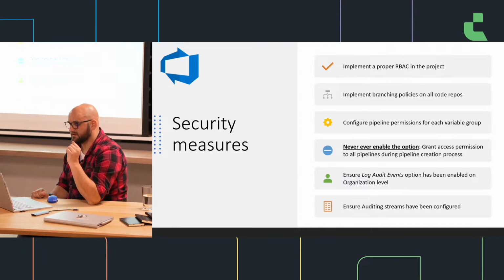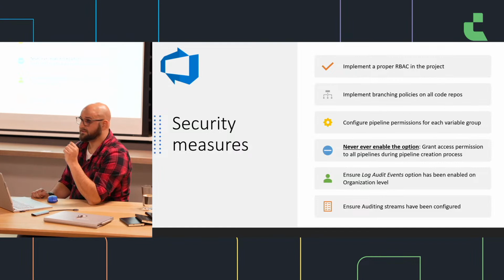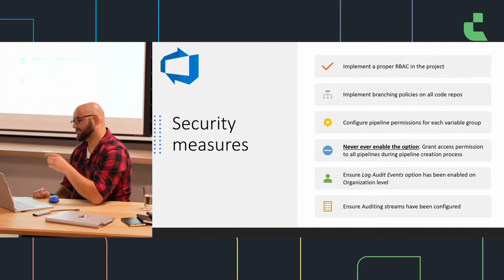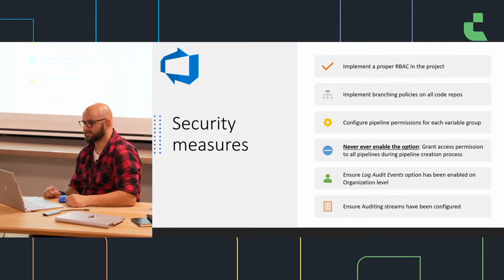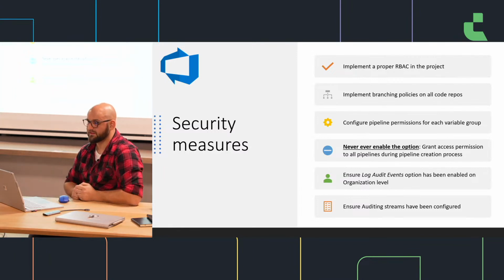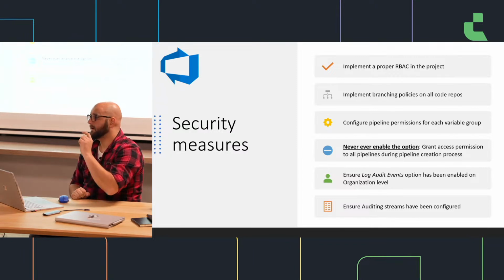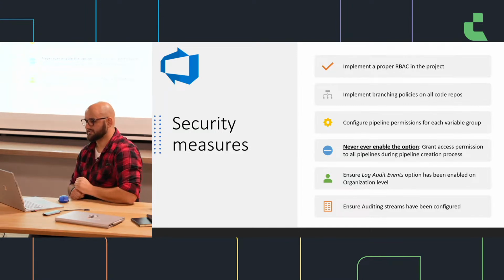Next, the third one is to configure permissions for each variable group. This is something that is often overlooked. I'm going to show you in a second how to do that. First, let's go through the whole list. And the last one, and this is actually one of the things that happened here, is never ever enable the option to grant access permissions to all pipelines, for any pipelines. Because that way I can run my malicious code with any service connection that exists.